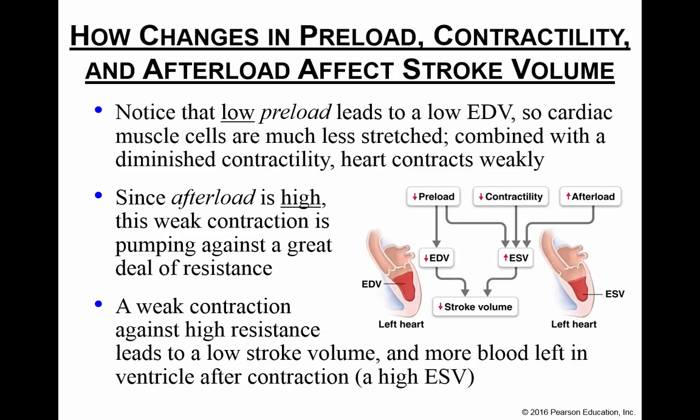Low preload causes low end diastolic volume. So your cardiac muscle cells are not going to be very stretched, and so your heart is going to have less contractility and it will contract very weakly. But if the afterload is high, that weak contraction is against a lot of resistance, and that will lead to low stroke volume and more blood left in the ventricle after the contraction, which is a high end systolic volume.